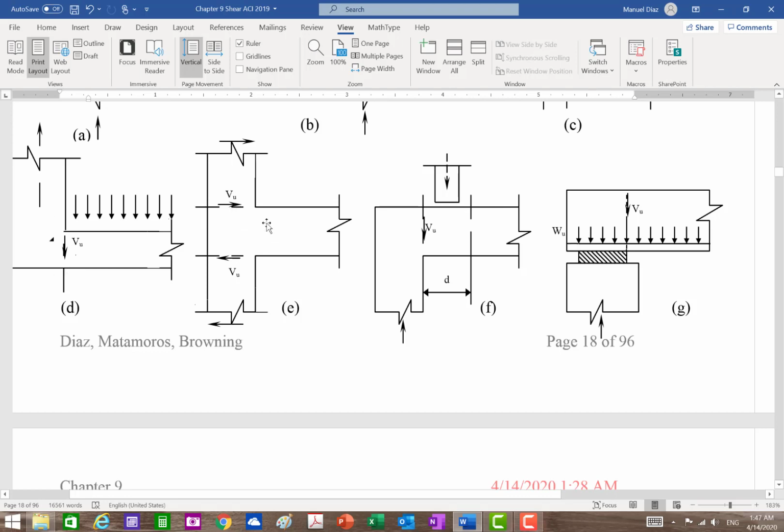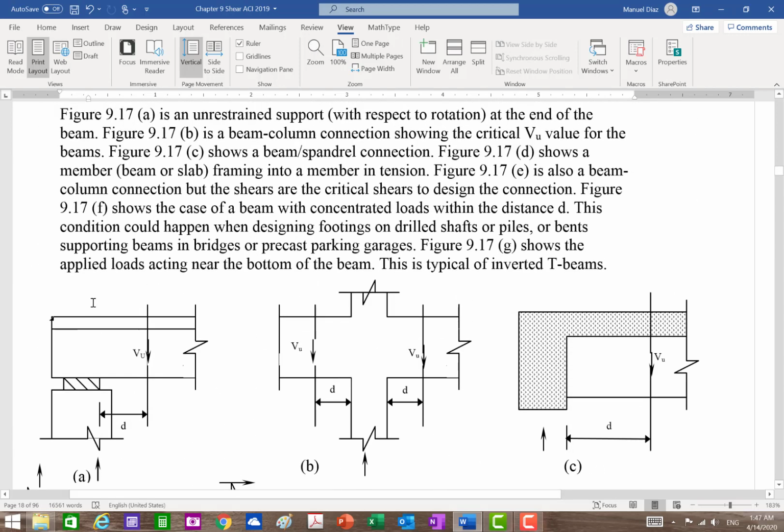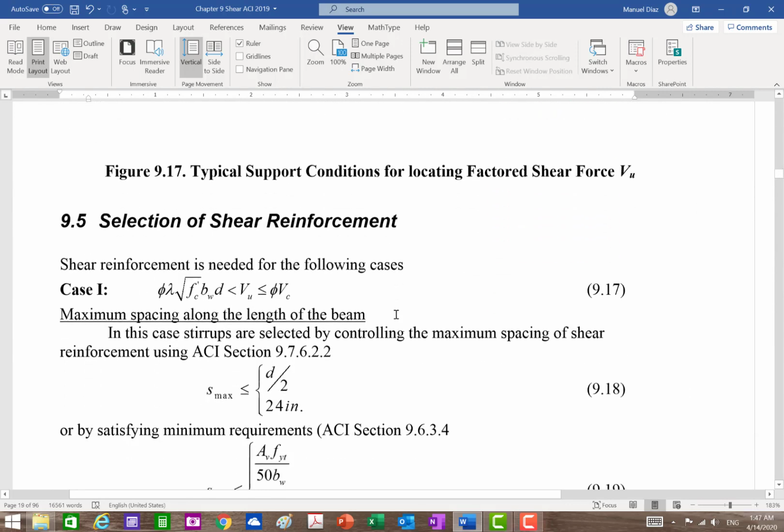If you're going to design the connection, you take the values at the face. If you have a point load between the face and the distance d, you have to take your shear at the face. If you load below the neutral axis, you have to take your value at the face, even though you have these compression forces, right? You cannot develop the arch, right? So what is nice here is that you have a load on the top and this one right here, and you are developing a nice kind of arch effect. But in this one you can't do that. So that's why.